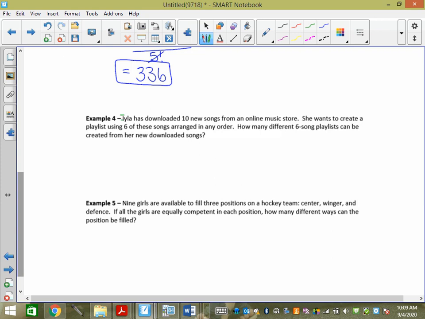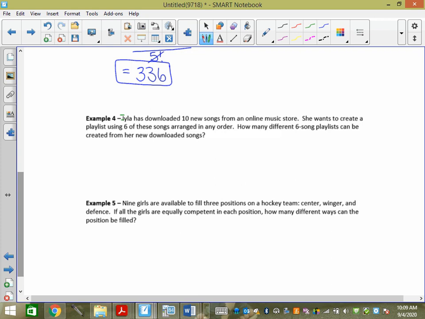Isla has downloaded 10 new songs from an online music source. So she has 10 to choose from, right? She wants to create a playlist. What happens with a playlist? She's 9. Don't cut down the 9-year-old, okay? Gosh. Well, she is. She's my daughter. She's not 75.